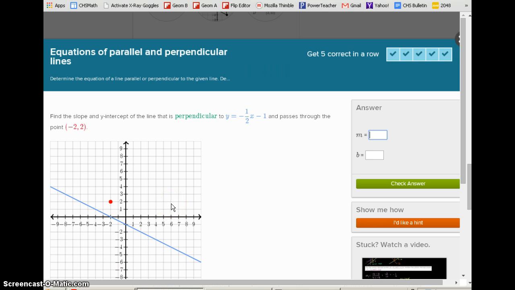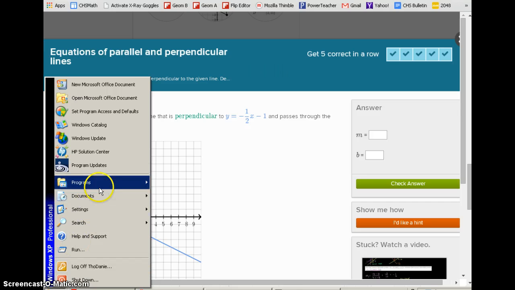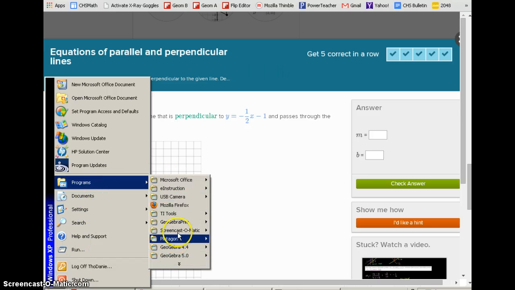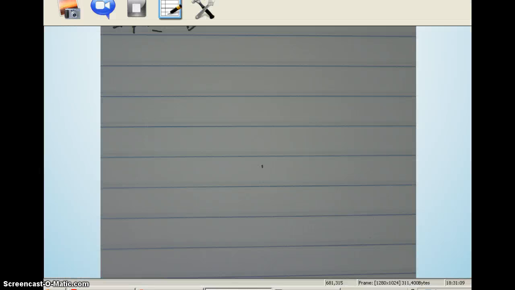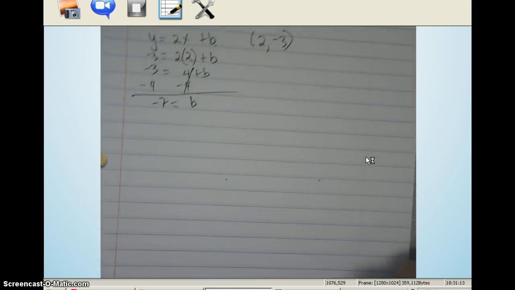The perpendicular line, and while I'm talking here, I am going to bring up GeoGebra real quick. So I'll go here and click on GeoGebra and let that start coming up. But in the meantime, let's talk about what it means to be perpendicular.